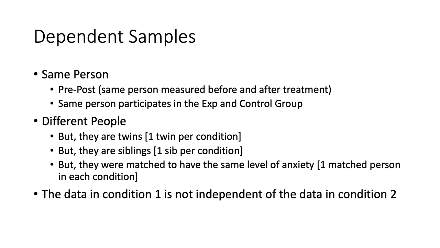You have different people, but they are twins. One twin per condition. You have different people, but they are siblings. One sibling per condition. You have different people, but they are spouses. One spouse per condition, right? You have different people, but they were matched to have the same level of anxiety. That's the same thing. One matched person in each condition. The data in condition one is linked to the data in condition two through something about the participant. So then you use a dependent samples design.